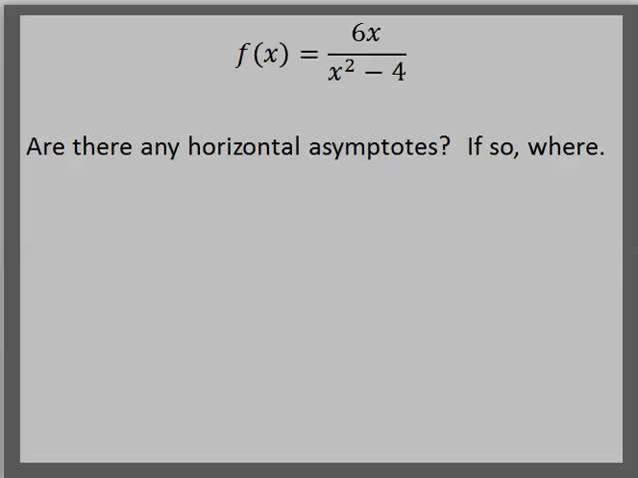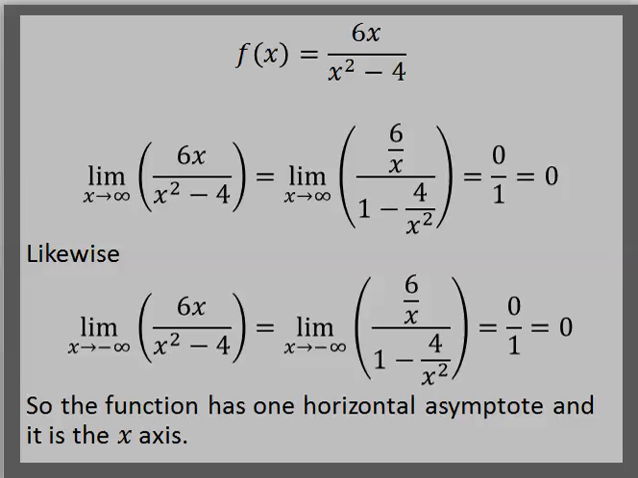What about horizontal asymptotes? Well, as x goes to infinity, the function goes to 0. Likewise, as x goes to negative infinity, the function goes to 0. So the function has one horizontal asymptote, and it is the x-axis.